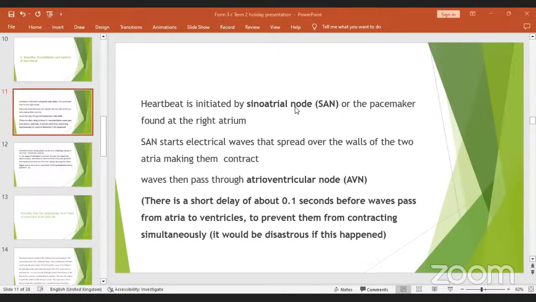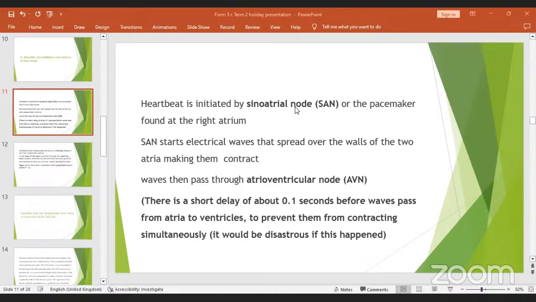They are called the sinoatrial node, which initiates the contraction. So it initiates the heartbeat. After it has initiated the heartbeat, now don't use SAN, I just use this one so that I can do it fast, it sends the electrical waves to the atria, making the atria contract first. Then from there, the waves pass from the atria to the atrioventricular node.